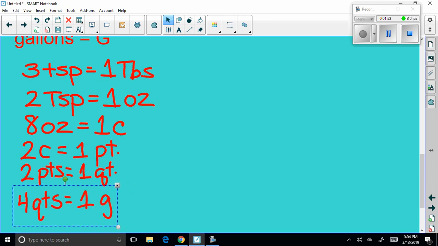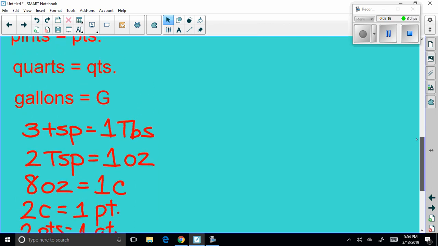And so when you know those measurements, you can use them to convert to larger units. For instance, if I ask you how many ounces it would take to make 2 cups, because you know that 8 ounces are in 1 cup, you can add 8 plus 8 or multiply 8 times 2, and it will give you 16. 16 ounces would make 2 cups, which is a bottle of water.